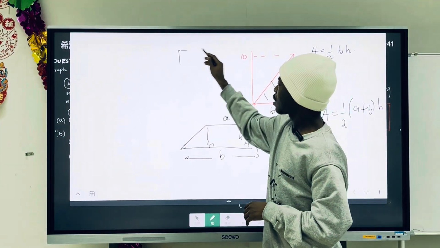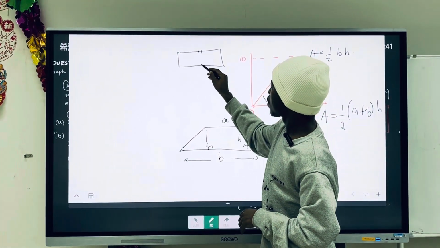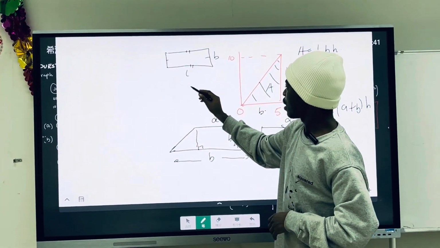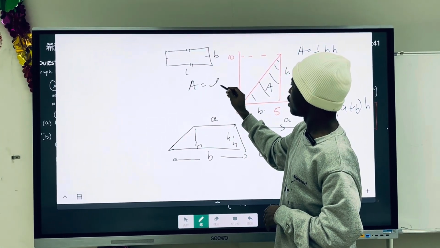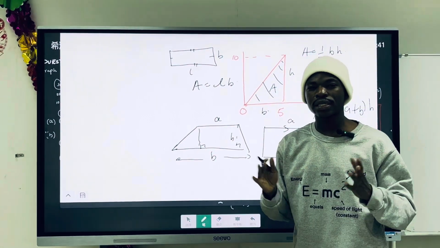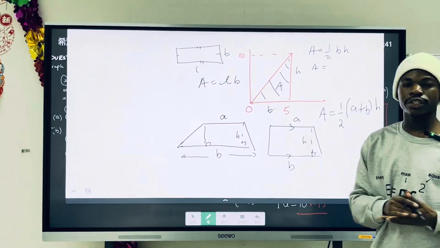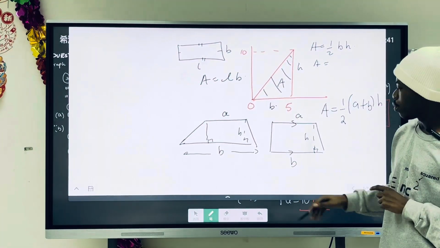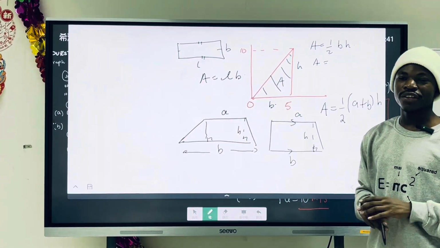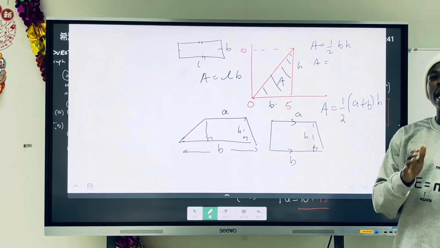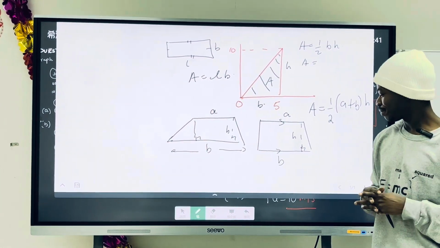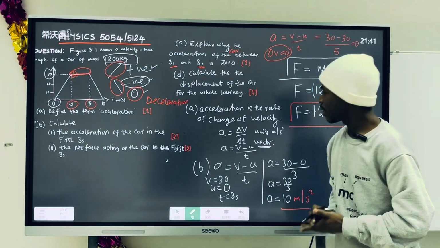Remember, we also have other shapes like a rectangle, which has the length and the breadth. To find the area, you simply multiply A by B. You just need to look at the shapes and know how to find the area of such shapes. So in today's video, what we have here is a trapezium. We're going to use this formula to find the area, and that will give us the distance covered in the particular direction. So let's do that.